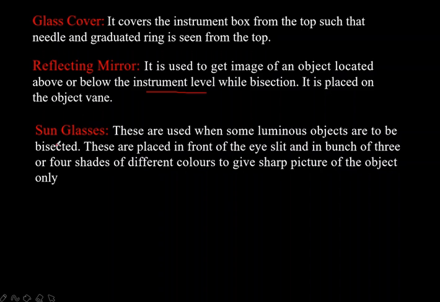Sunglasses are used when luminous objects are to be bisected, like a light on an electric pole. These are placed in front of the eye slit, in a bunch of 3 or 4 shades of different colors, to give a sharp picture of the object, so that the correct bearing is noted. So these were the parts of the prismatic compass.